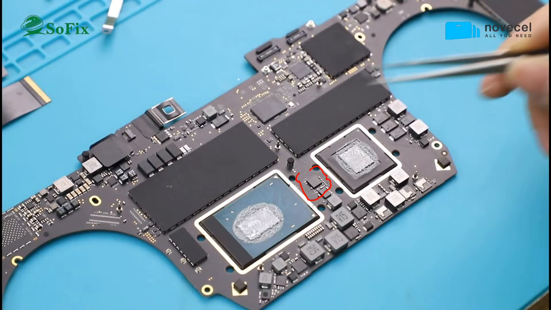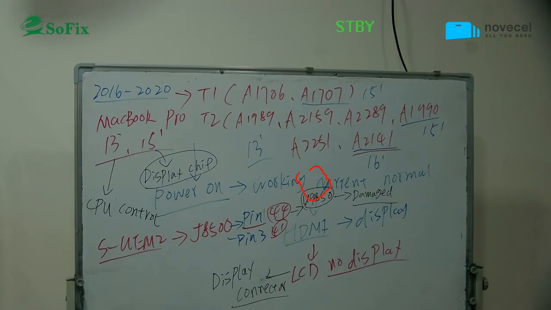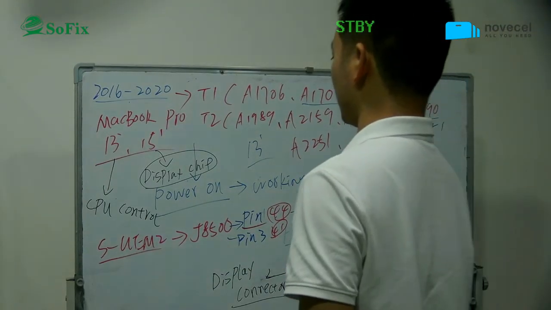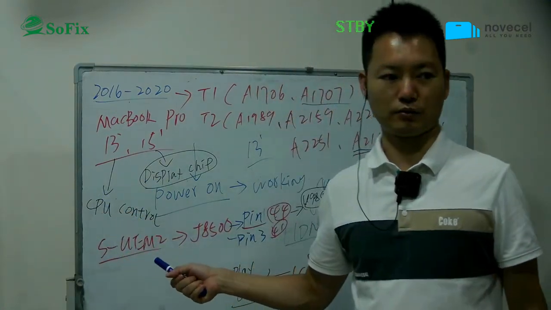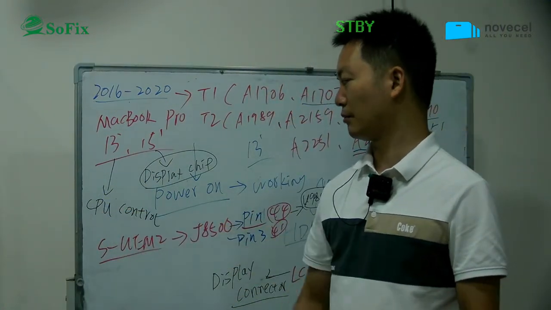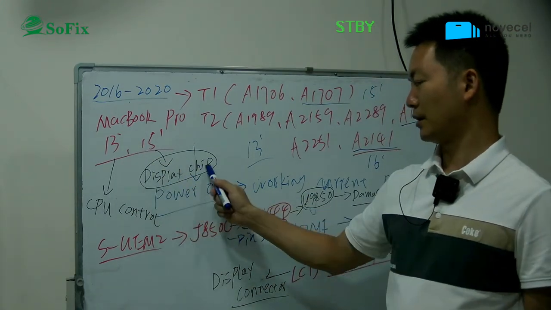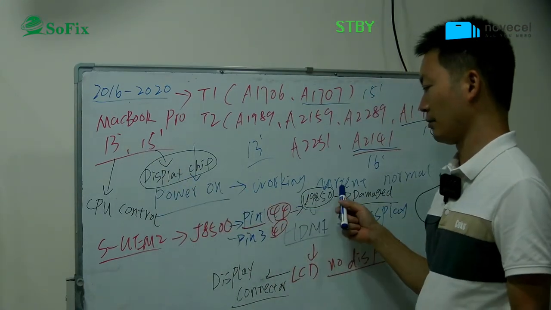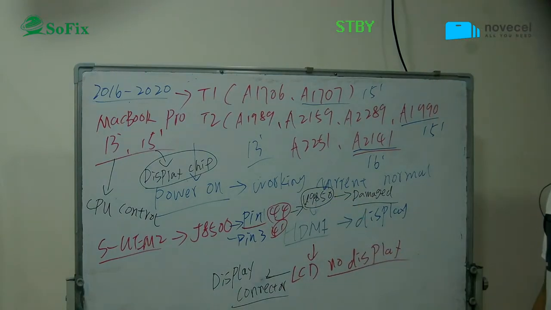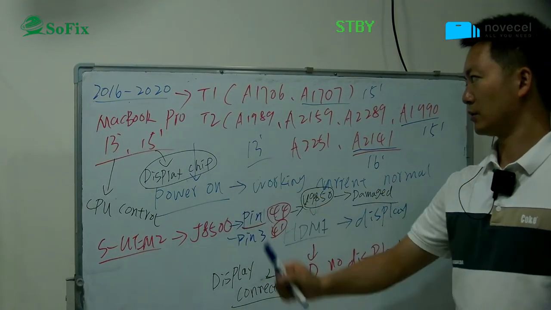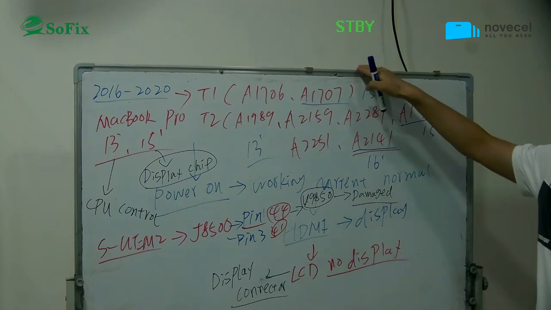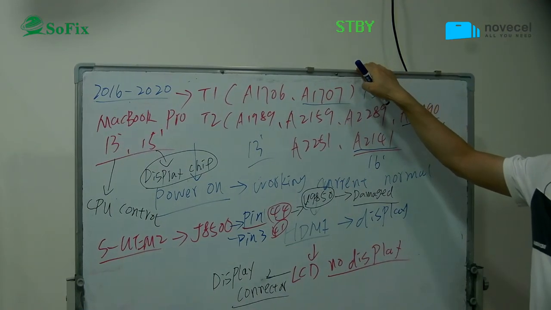Right? Yeah. Okay. 13 inch is a CPU control. So 13 inch is a CPU damage. But the 15 inch is the display chip. So this IC damage. It's a difference, 13 inch and 15 inch. So this is about the display socket to find the problem.